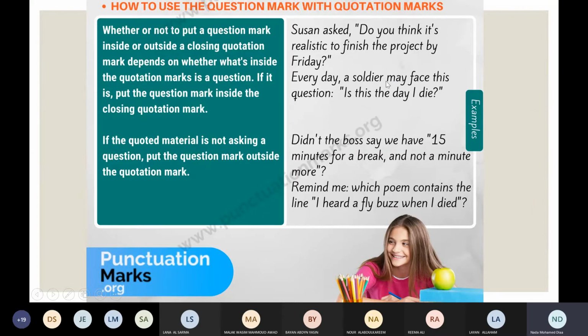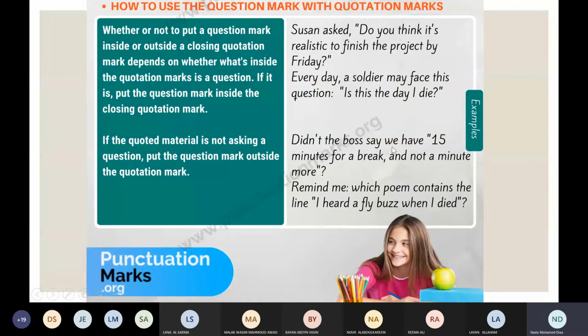Every day a soldier may face this question. The quotation is this, I open it: "Is this the day I die?" question mark, and then I close. If the quoted material is not asking a question, put the question mark outside the quotation mark.